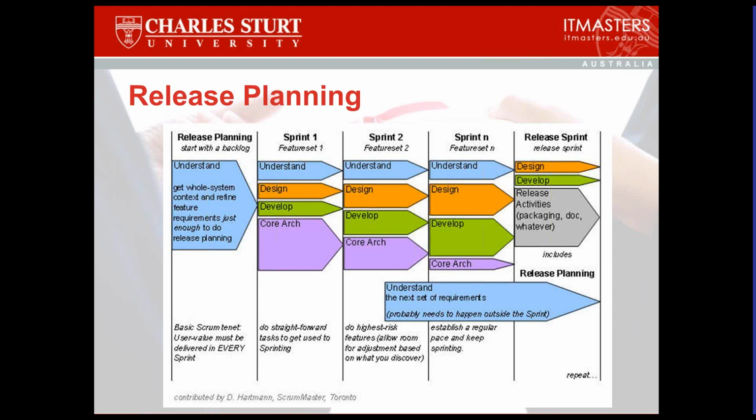Now you've noticed at the bottom there, the basic Scrum tenet: user value must be delivered in every sprint. You must be able to deliver something that they can measure. And if it's not complete and working, they can't measure it. Well, they can measure it, it's measured at 0.